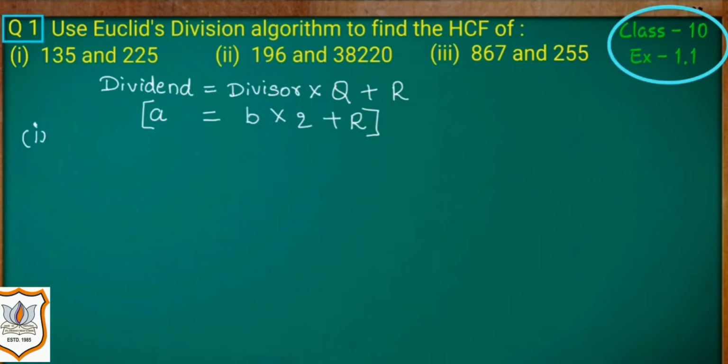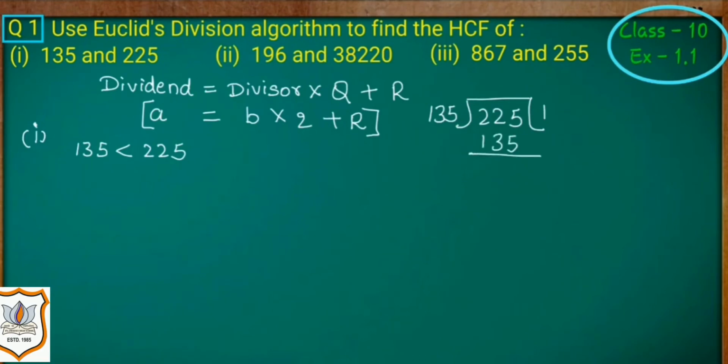Let's start with question number 1. First, 135 is always less than 225. First we have to divide 225 by 135. So I multiply 135 into 1. Then by subtracting from 225 we get 90.